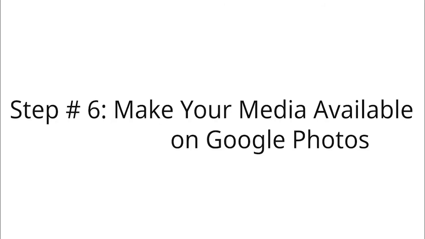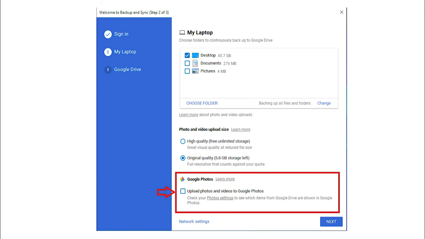Step 6. Make your media available on Google Photos. To make your photos and videos available on Google Photos, select the Upload Photos and Videos to Google Photos option.